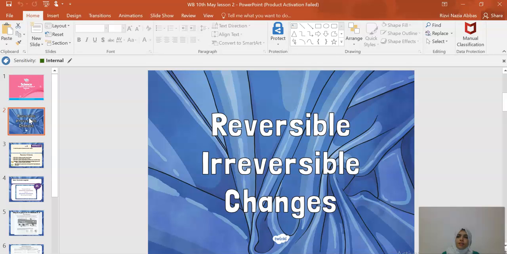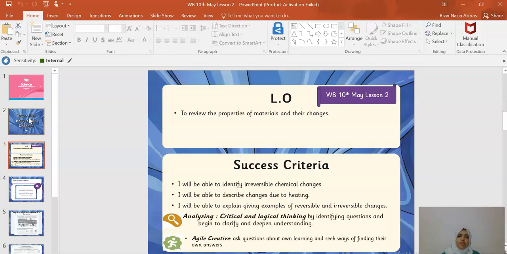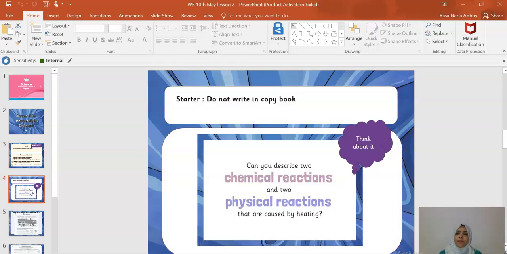In the last class, we saw reversible and irreversible changes which are caused due to heat, the physical changes and the chemical changes that are caused due to heat. Now, today we are going to review our topic because we have finished this topic now. This is maybe the last lesson of this topic. If you have no doubts, then this will be the last lesson of the week. So we are going to review the properties of material and their changes.